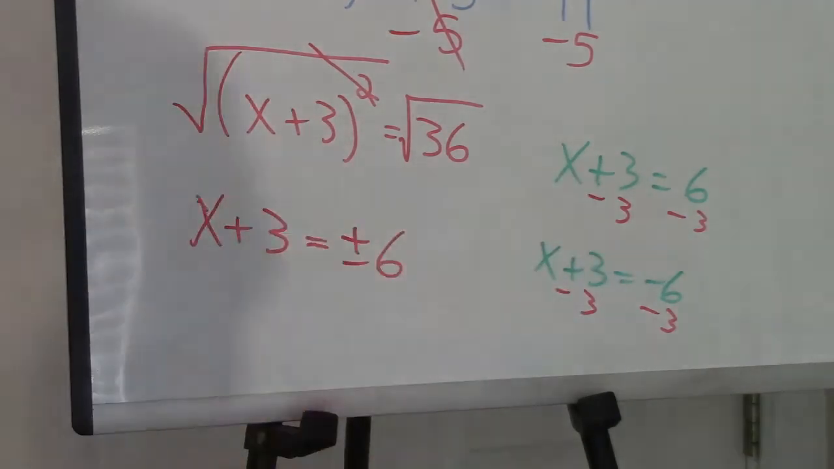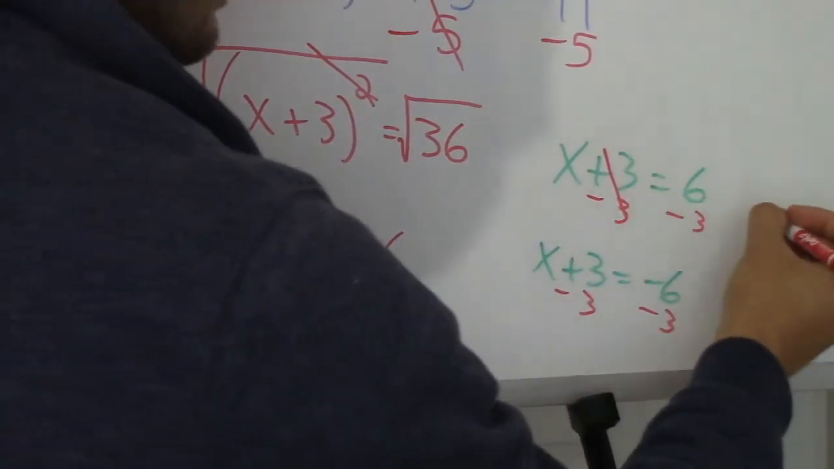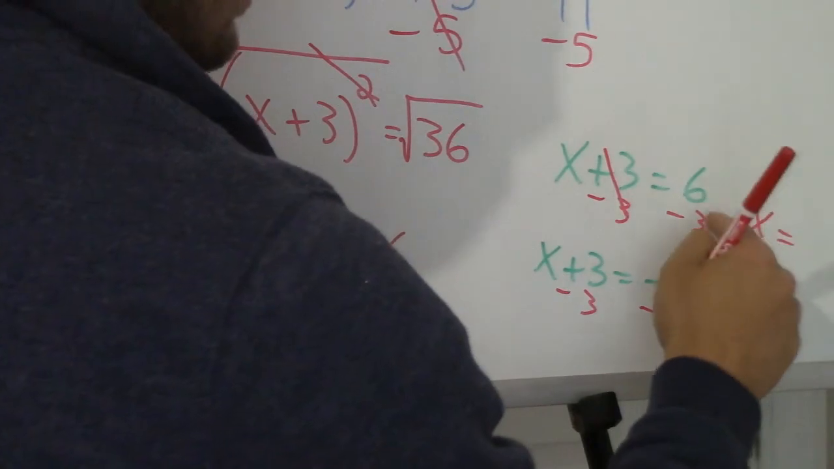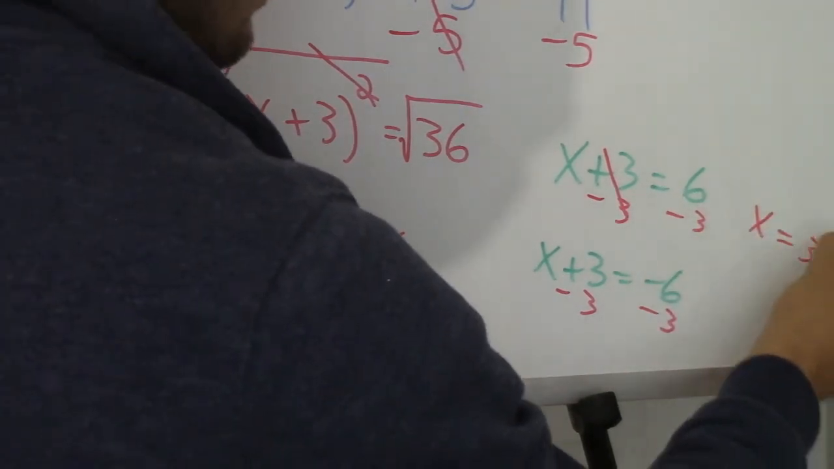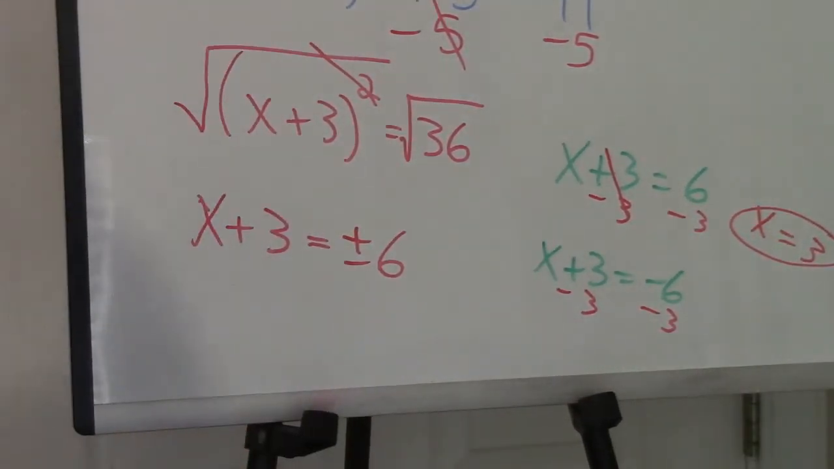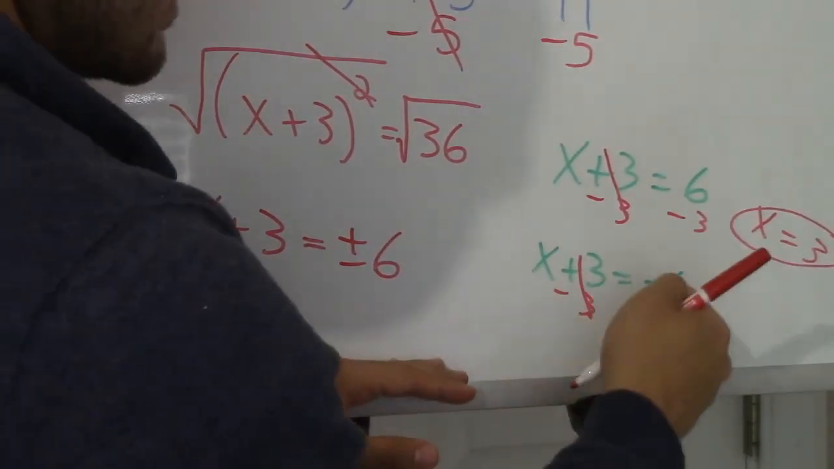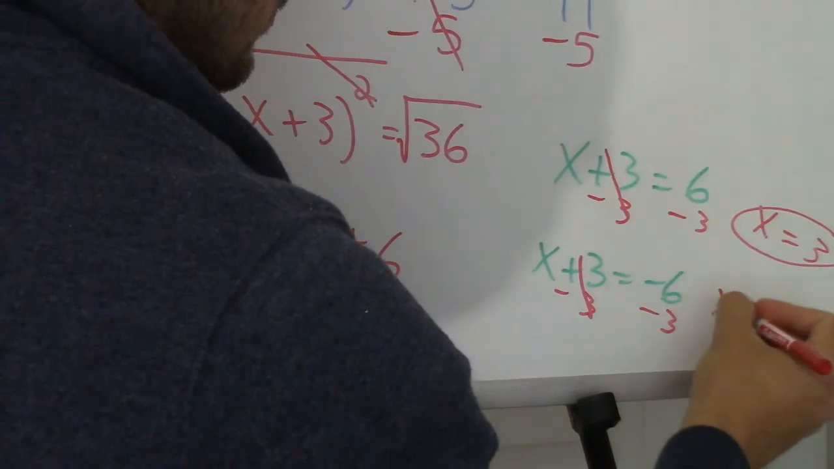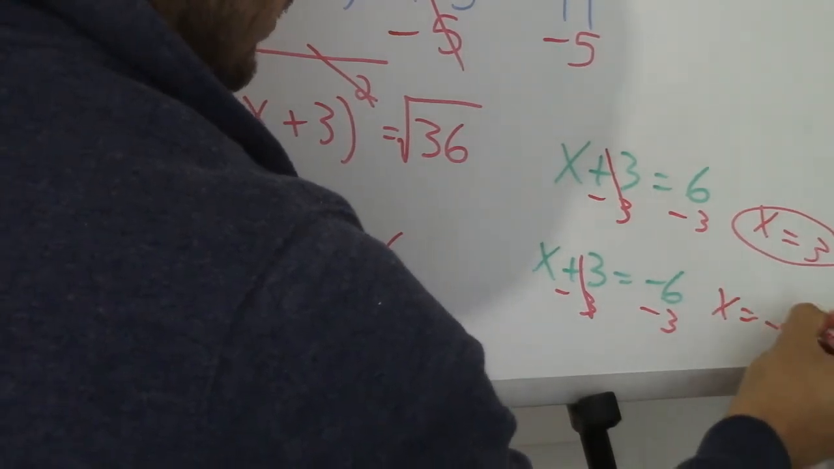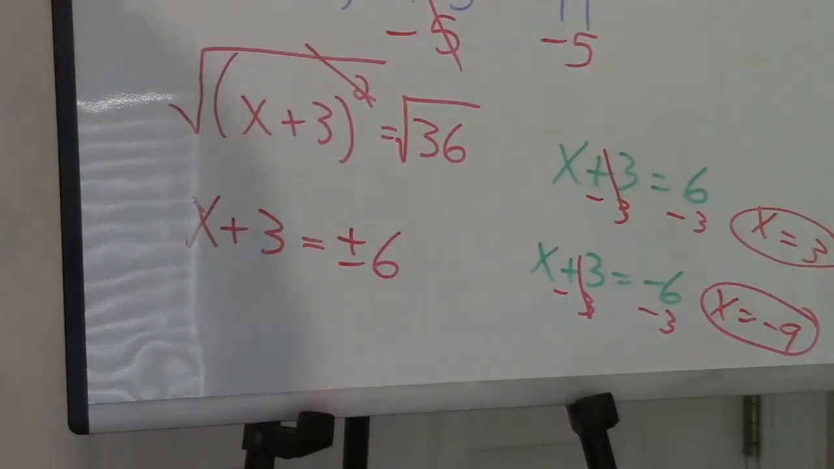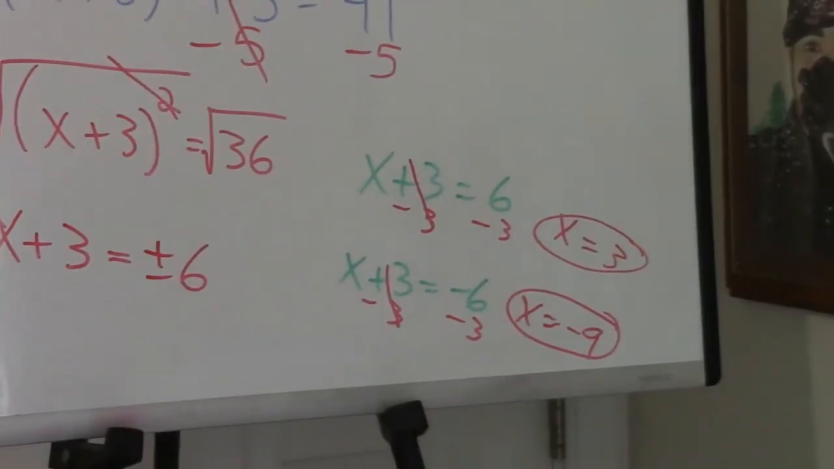So for this first one, when I subtract 3, I get 6 minus 3, which is a positive 3. That's one of my solutions. And down here, when I subtract 3, I get negative 6 minus 3, which is negative 9. So my two solutions are positive 3 and negative 9.